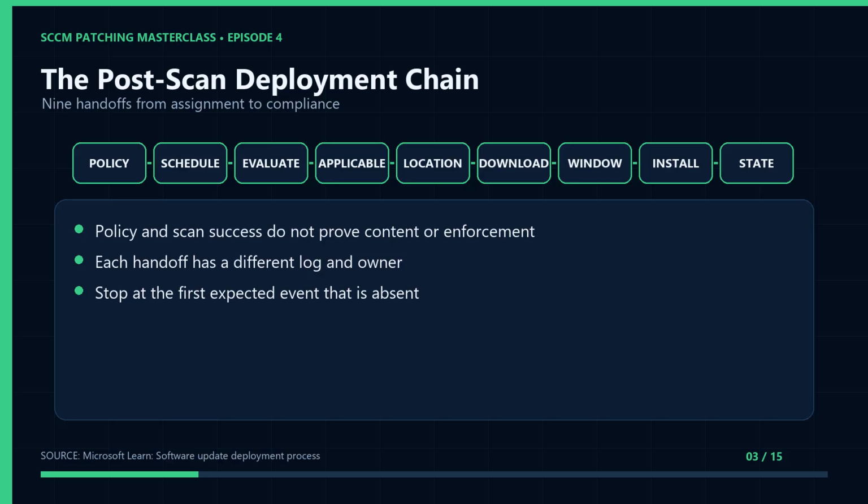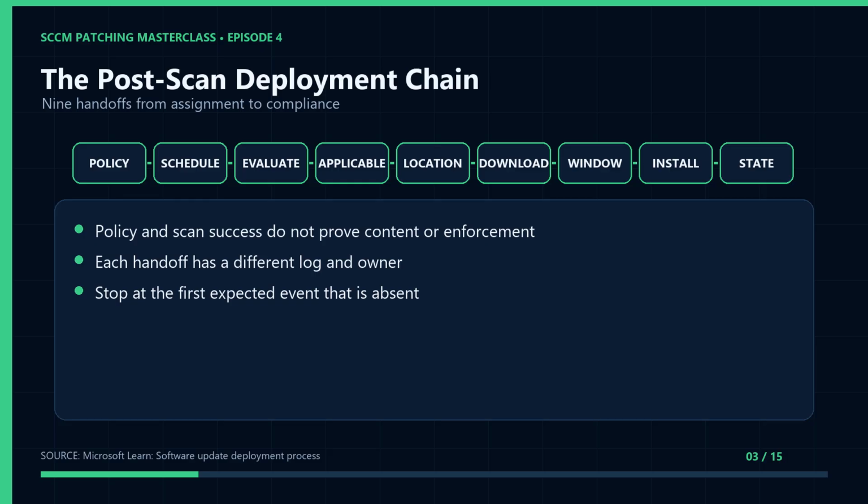Here is the complete post-scan chain. The site creates deployment policy for the targeted collection. Policy agent receives and evaluates the assignment. Scheduler interprets the available time and deadline. Updates deployment agent requests a fresh applicability scan and builds the targeted list. Updates handler requests content for applicable updates.